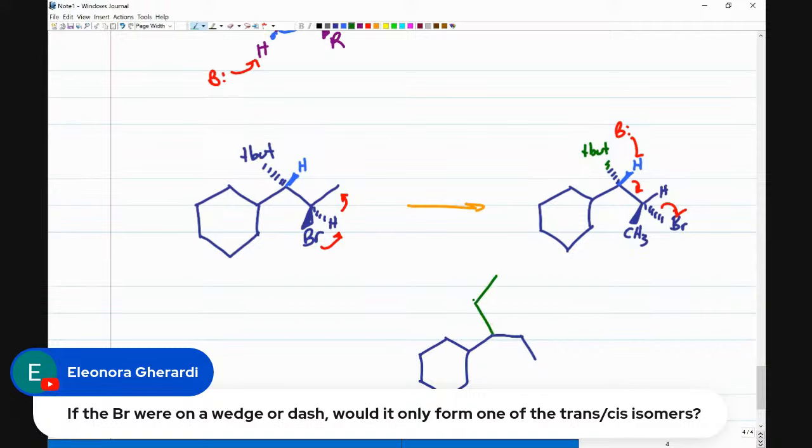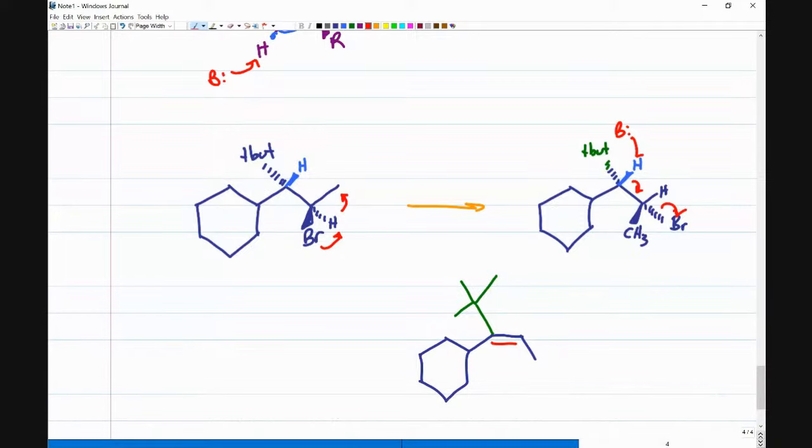Up and like that, and there's my pi bond. Okay, not quite where we were going with it, because obviously this is not cis or trans, but instead I'm focusing on the fact that the molecule had to rotate in order to give me the kind of elimination that will be anti-periplanar. Okay, Eleonora, I hope I said your name right. Let me know if that makes sense.